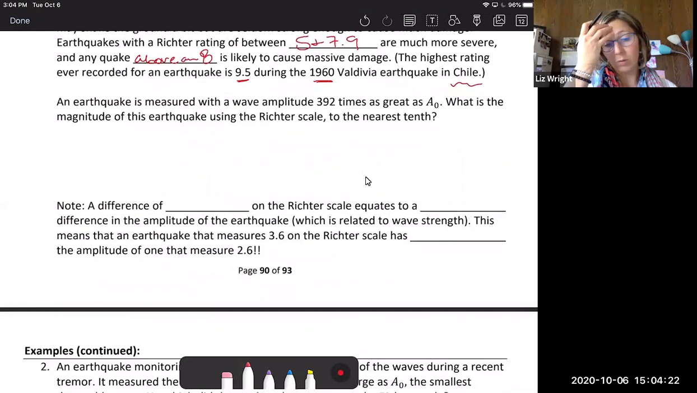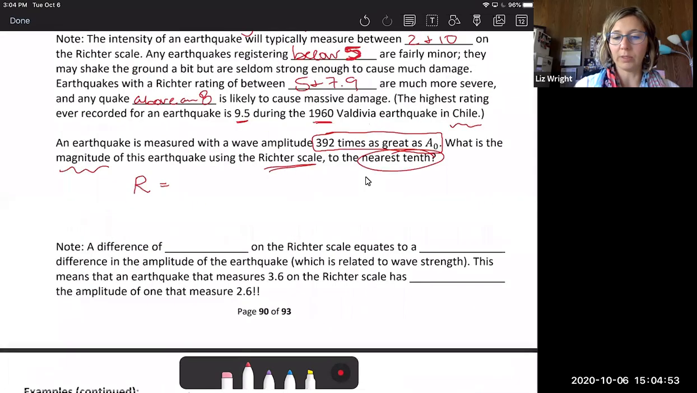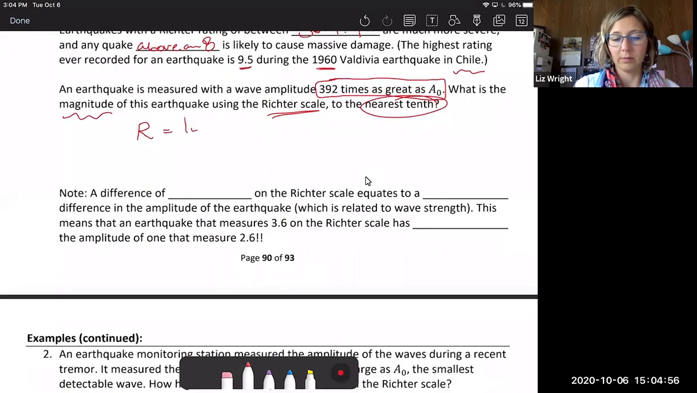Here's one of our problems we're going to work on. An earthquake is measured with an amplitude that is 392 times as great as A sub 0. So we've got a wave whose amplitude is 392 times that of A sub 0. What is the magnitude of this earthquake using the Richter scale to the nearest 10th? Again, we're using the formula R equals log of A over A sub 0, and they told us what A is.